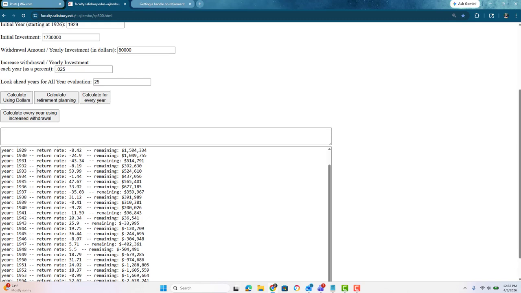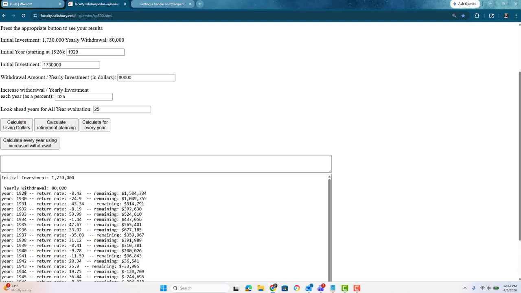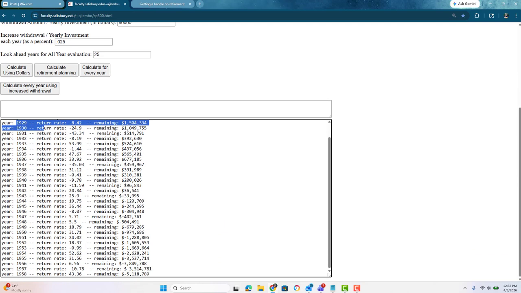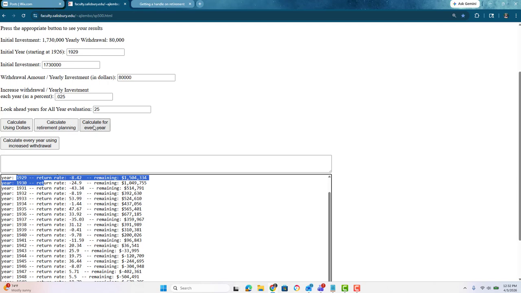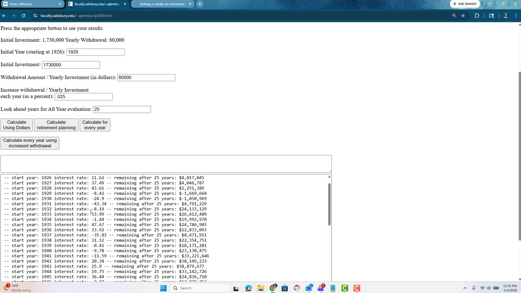So the next thing I did was I said, let's calculate it for every year. So this is saying, let's assume we retired in 1929, and this is what my portfolio would look like over the next 25 years. Now I'm going to say, let's do it for every year. And we'll do a 25-year horizon again.